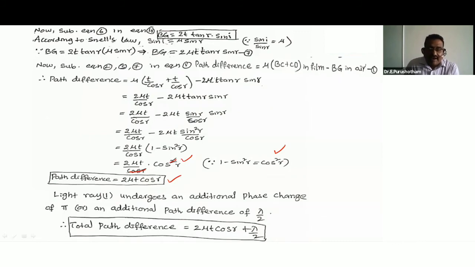The light ray 1 undergoes an additional phase change pi or additional path difference lambda by 2. So you just add here the path difference. Total path difference is equal to 2 mu t cos r plus lambda by 2.